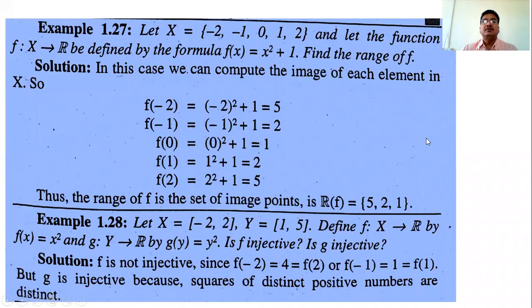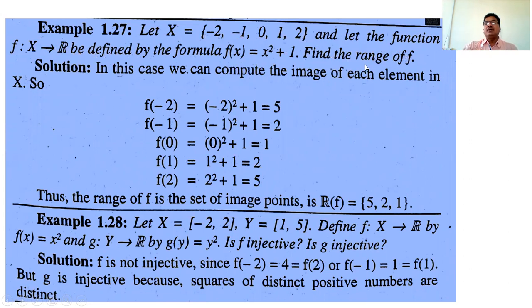Next example on the topic function. Let x be the set {-2, -1, 0, 1, 2}, and let the function f from x to R, where x is the domain and R, the set of all real numbers, is the codomain. We define it by the formula f(x) = x² + 1. The question is: find the range of f.